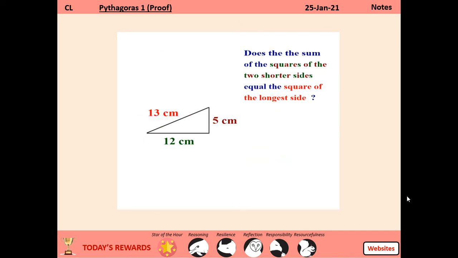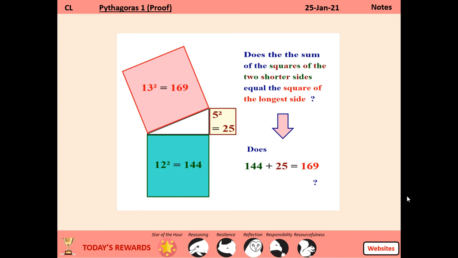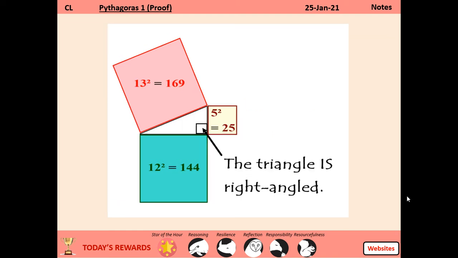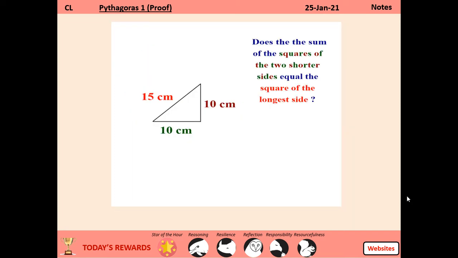Okay, so if we square the smaller sides, 5 squared is 25, 12 squared is 144, and that is equal to 13 squared, which is 169. So therefore, the sum of the squares of the two shorter sides actually does equal the square of the longer side. And therefore, this triangle here is a right angle triangle. And that's how I prove that a triangle is a right angle triangle. So please make a note of this. You can rewind, and please make a note of this.